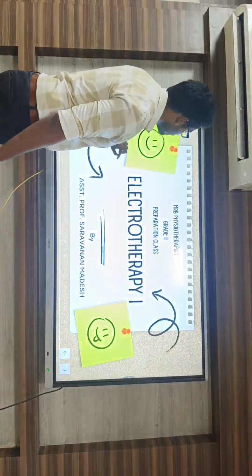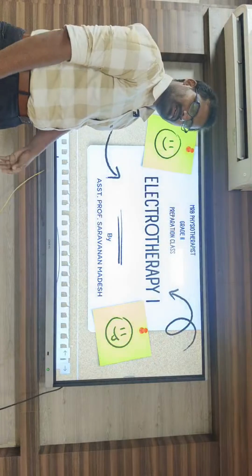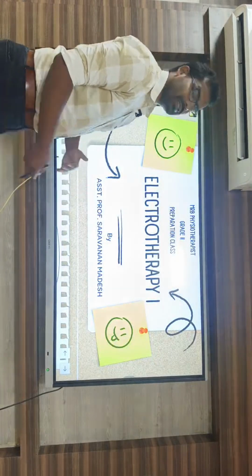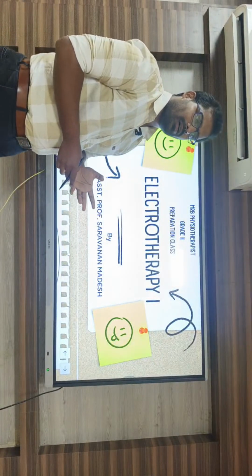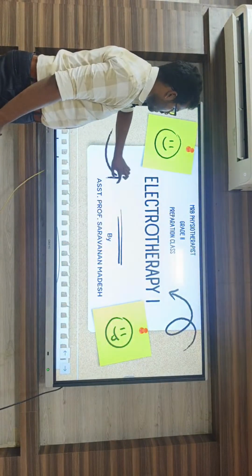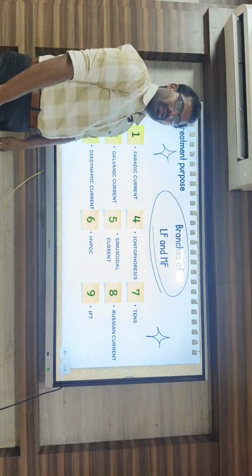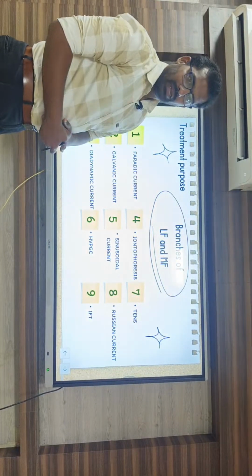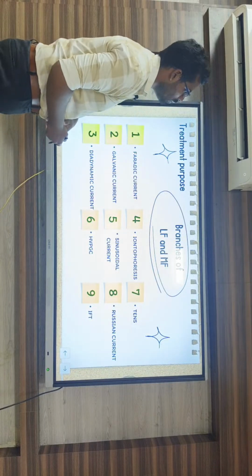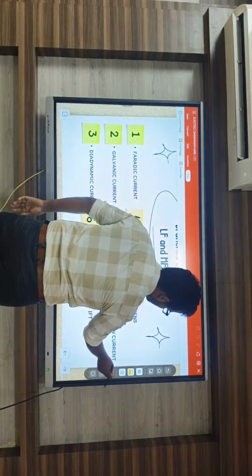In this session we're going to discuss electrotherapy, and this is the second session. In the previous class we discussed the Faraday current and its descriptions. Now we're going to describe the other types of currents located in the low frequency and medium frequency ranges. Basically, what are the branches of low frequency and medium frequency? We're going to discuss that now.